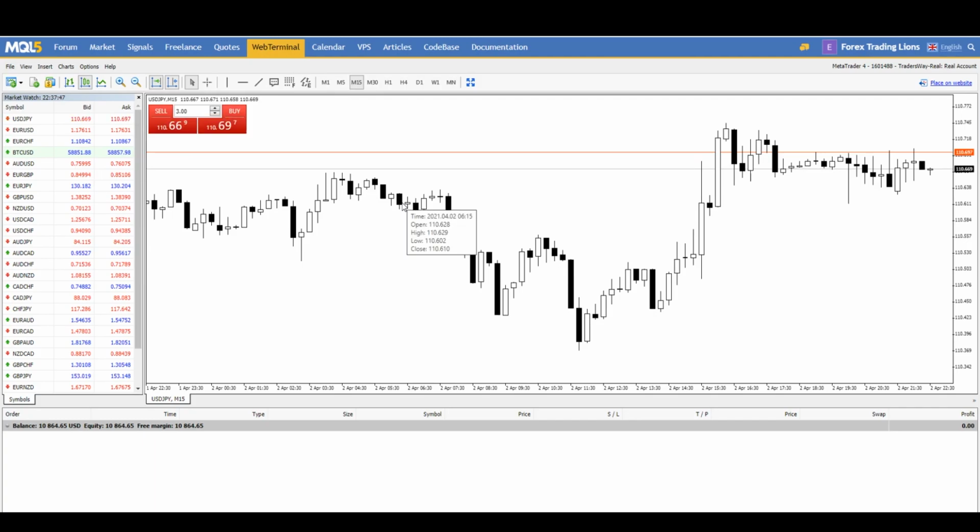And what we're going to focus on is the two best swing trading strategies or methods you can use in Forex. So without further ado, let's just jump right into the charts.